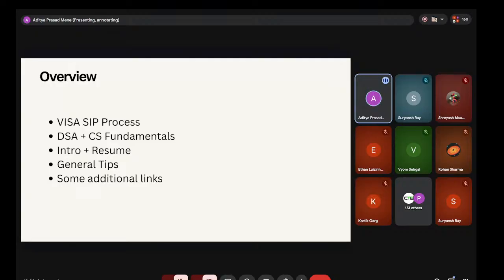Next, we'll talk about general tips that any senior on campus who has been through this period of SIP selection will give you, and it's an exhausting process. After that, some documents that I feel anyone preparing for IT SIP should have. I'll just display the links. Hopefully, CT shares these slides, and you can go through those links.